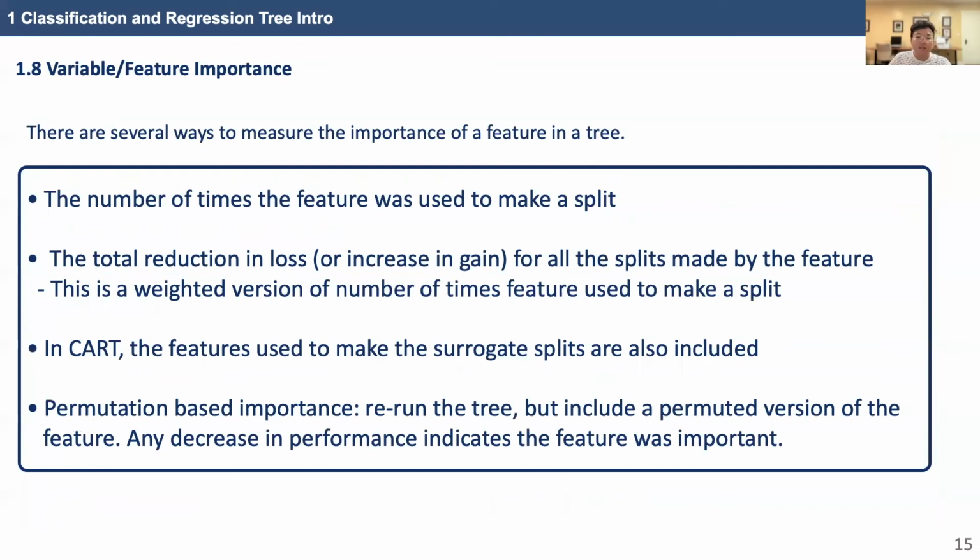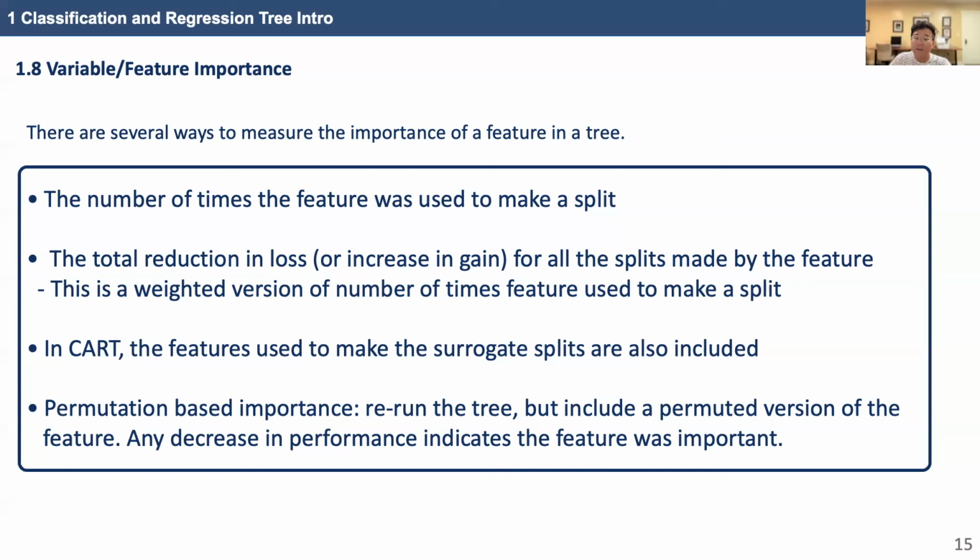Furthermore, one of the very interesting applications of trees is that they tell you the importance of features in your data. There are several ways to measure the importance of a feature in a tree. Here are only a few. A tree can tell you the importance by measuring the number of times the feature was used to do a split. In our previous example data, RM may be a very important variable in predicting the house price. It can also measure the importance of a feature by calculating the total reduction in loss of all the splits made by the feature.